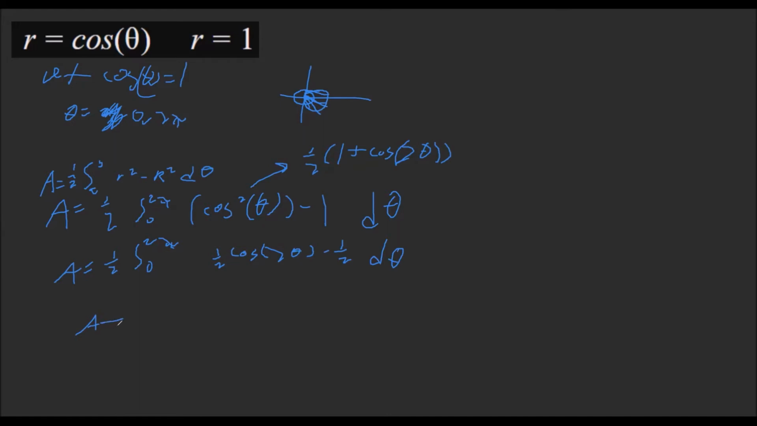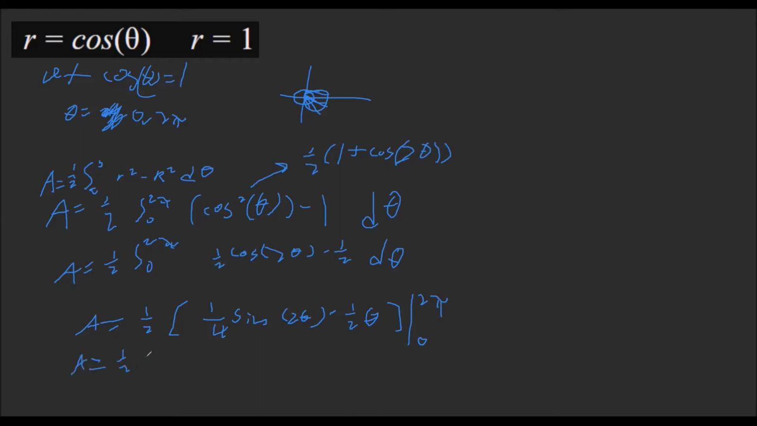Now we can find the antiderivative. So we're going to say that A equals 1/2 times the antiderivative of each of these. The antiderivative of 1/2 cosine 2 theta is, I believe, 1/4 sine 2 theta. We can prove this by taking the derivative of this over here, and we can see that it is indeed equal to 1/2 cosine 2 theta. Minus the antiderivative of 1/2, which is just going to be 1/2 theta, since we're integrating with respect to theta, from 0 to 2 pi.